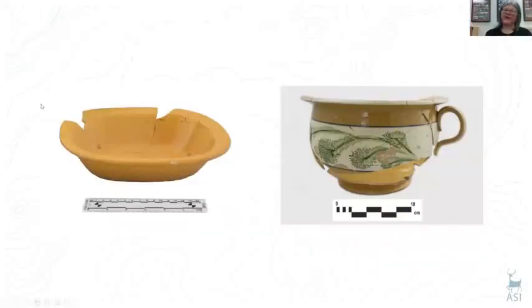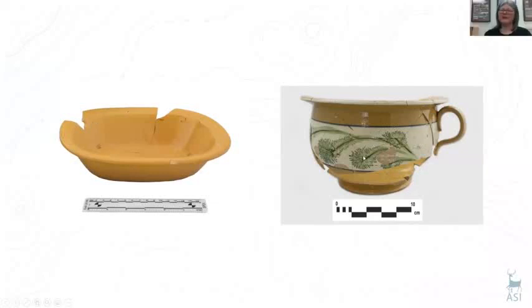Here's some fancy and not so fancy. There's a baking dish on the left, and there's a very fancy fern decoration chamber pot. And where is that chamber pot from, Caitlin? Do we know the site? I think it's from the Toronto Hospital. I think so too.